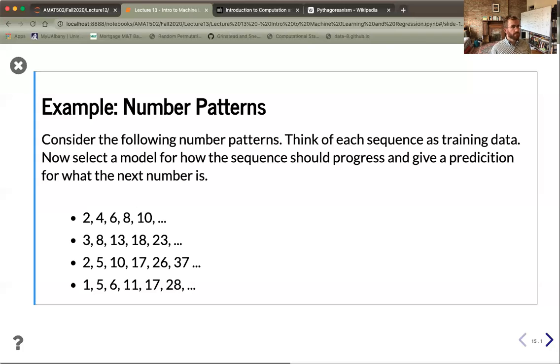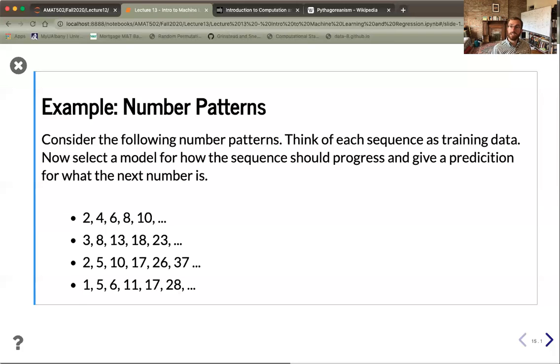What about this next sequence? So I have 2, 5, 10, 17, 26, 37. I already see that this sequence of numbers is growing much more rapidly than the previous sequence. I'm also given more data. I now have 6 samples. So what's the pattern here?